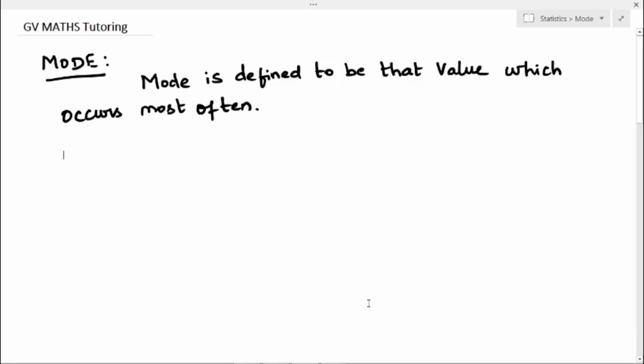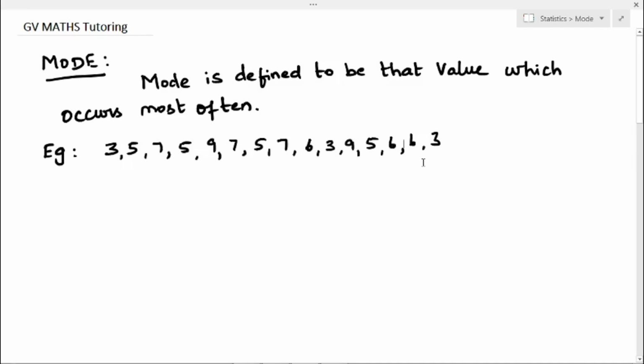In this video, I am going to explain how to determine the value of mode. Mode is defined to be that value which occurs most often. That is, mode is nothing but the value that occurs the maximum number of times. So that particular value is a modal value. For example, here we have to find the mode value.